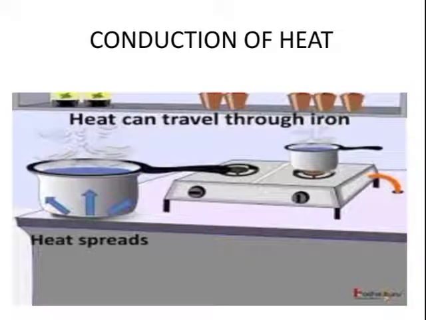Next property is conduction of heat. Take a copper plate, fix some wax at one of its ends. Heat the other end and observe what happens. You can see that heat travels from one point to another point. This is called conduction of heat. Metals are good conductors of heat. Silver, copper and aluminium are the best conductors of heat.